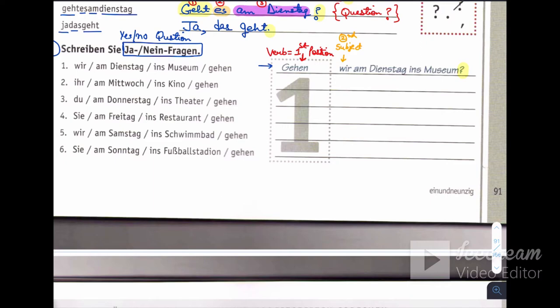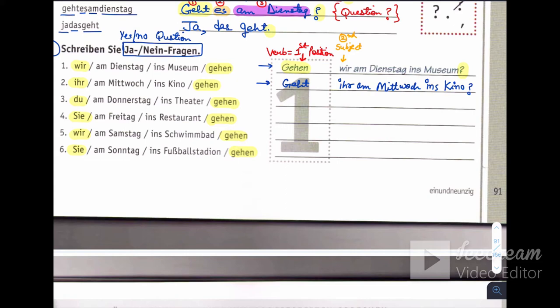Now we need to make the second one, okay? How can we make the second one? First we need a verb. Yes, for a question form we need a verb. Here gehen is the verb, here also gehen is the verb. Klar? And the subject is here. Where is the subject? Yes, everywhere. Gehen, gehen, gehen, these are verbs and these are subjects, okay? So we know for making a question form, verb in first place. Yes, so geht er am Mittwoch ins Kino.